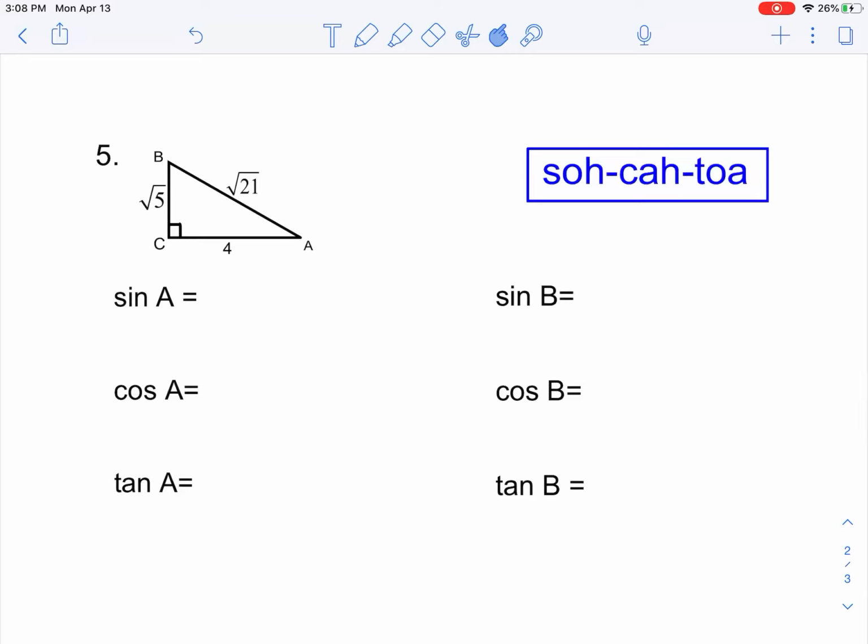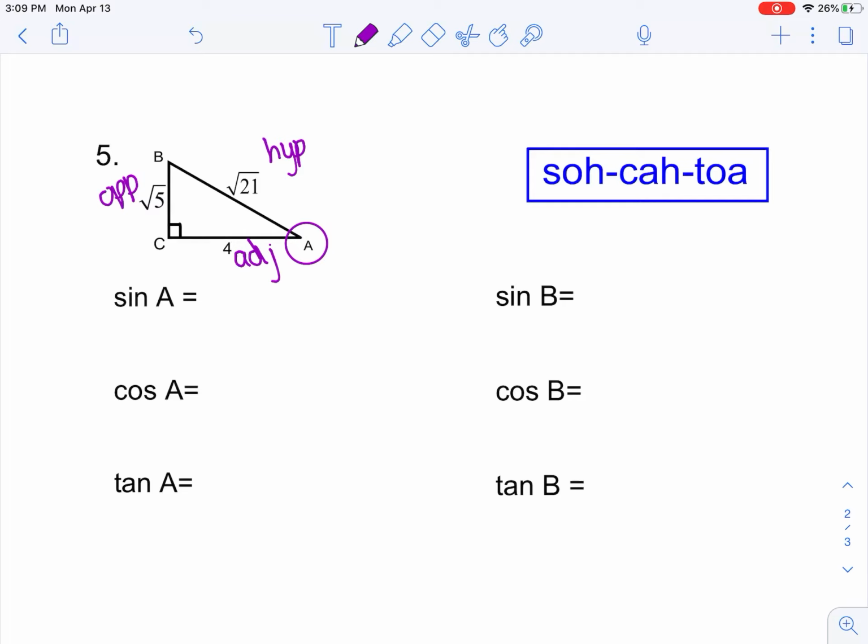Now would be a great time to pause this video and give the next example a try on your own. We're going to go through the same exact process as we just went through, just with a new triangle. So we're starting off with sine of angle A. So I'm going to go ahead and circle angle A and label my sides. Square root of 5 is our opposite, square root of 21 is our hypotenuse, and 4 is the adjacent side.